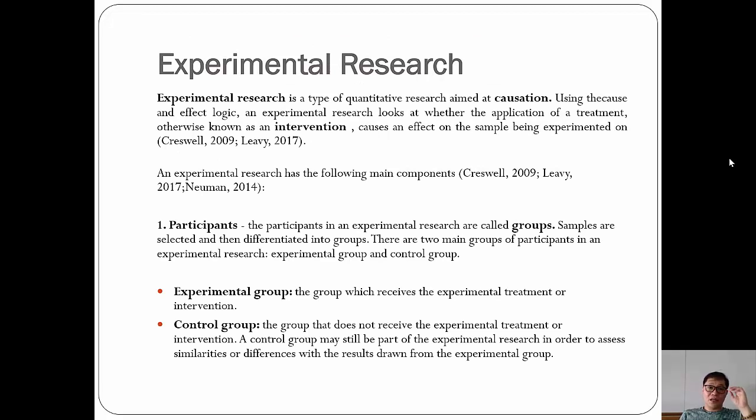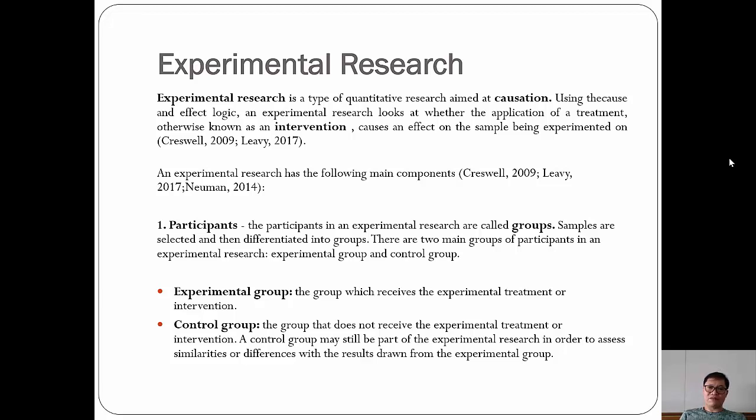Experimental research. Experimental research is a type of quantitative research aimed at causation, using the cause and effect logic. An experimental research looks at whether the application of a treatment, otherwise known as intervention, causes effects on a sample being experimented on, Creswell 2009 and Levy 2017. Okay? Ingon si Creswell and Levy, that's experimental, it's an intervention.